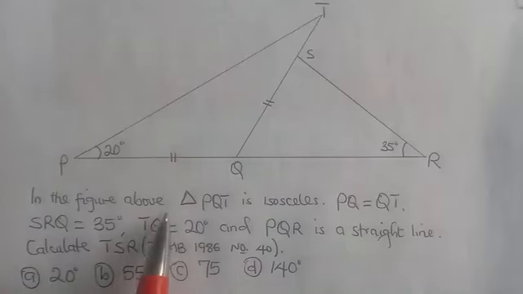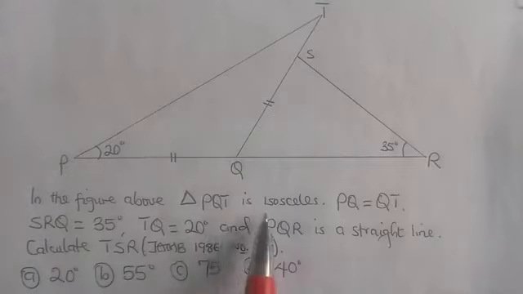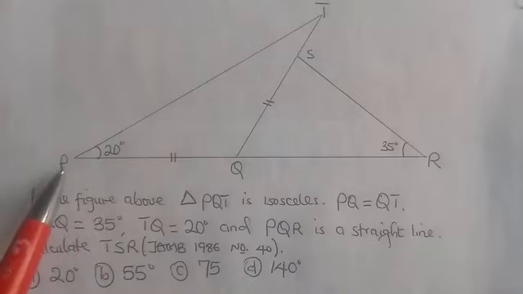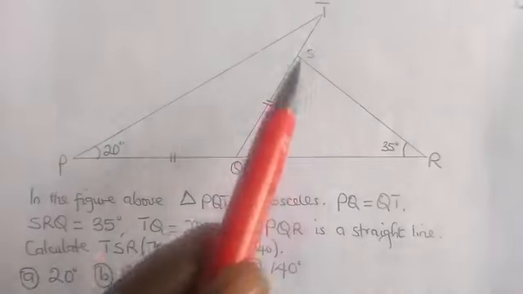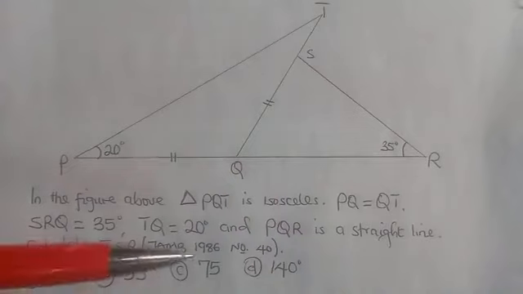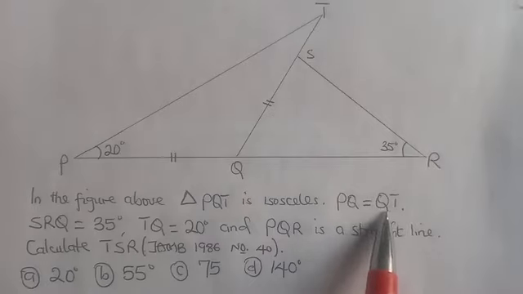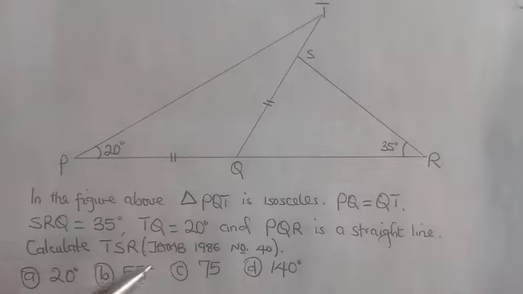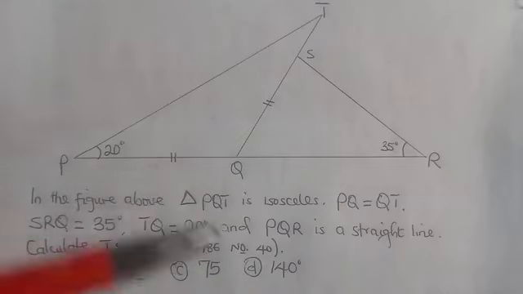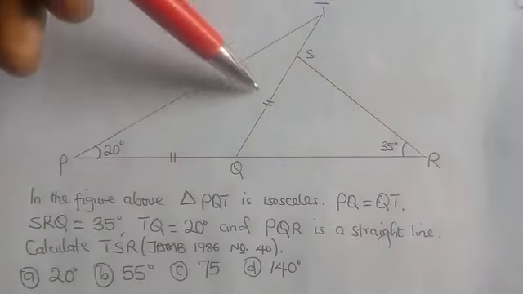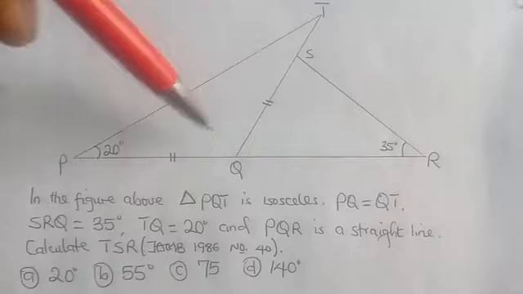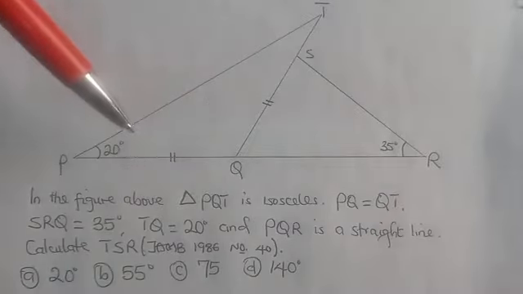In the figure above, PQT is an isosceles triangle. That is, this triangle PQT is an isosceles triangle. PQ is equal to QT, and that is one characteristic of an isosceles triangle: two sides and two angles are equal. So PQ here is equal to QT. That is the reason for what you are seeing here.